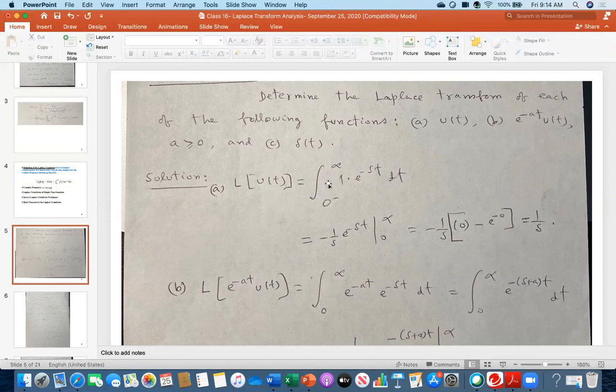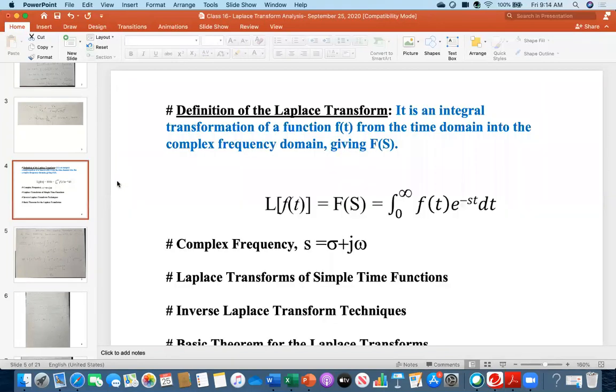We all know the definition of Laplace. You see, this is our definition. The Laplace of function f(t), which we call F(s), is the integration from 0 to infinity of f(t) e to the power minus st dt. So this means we have to multiply the function by e to the power minus st. That is the definition of Laplace.